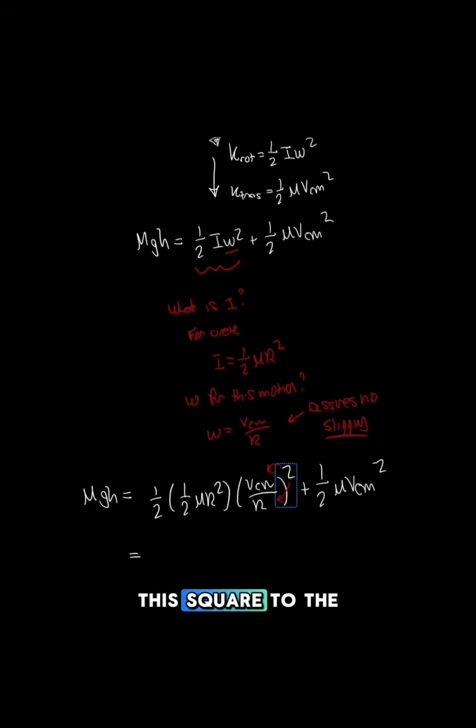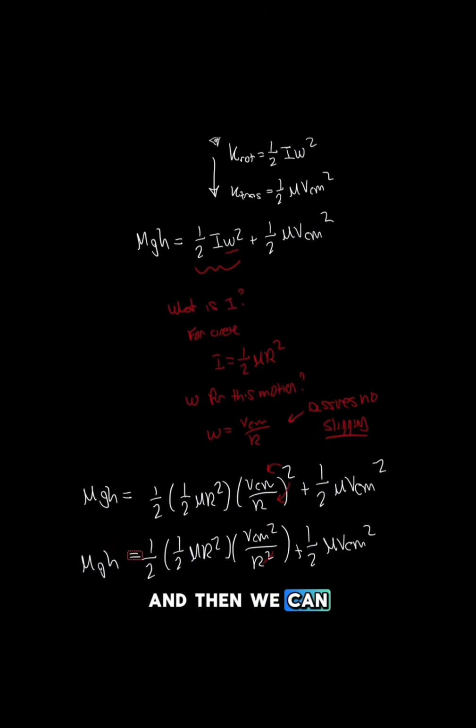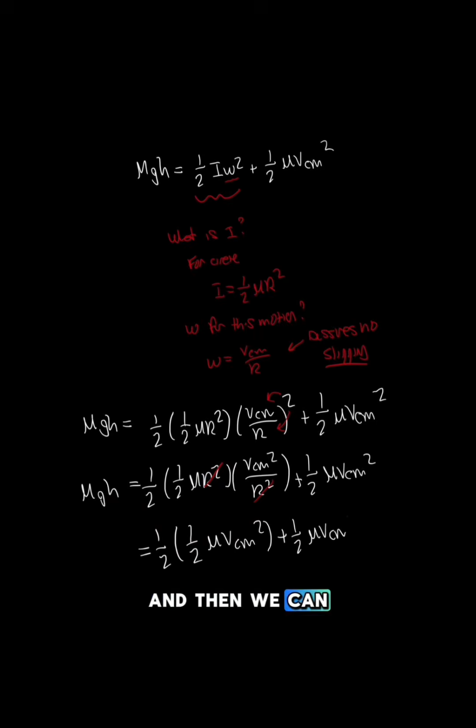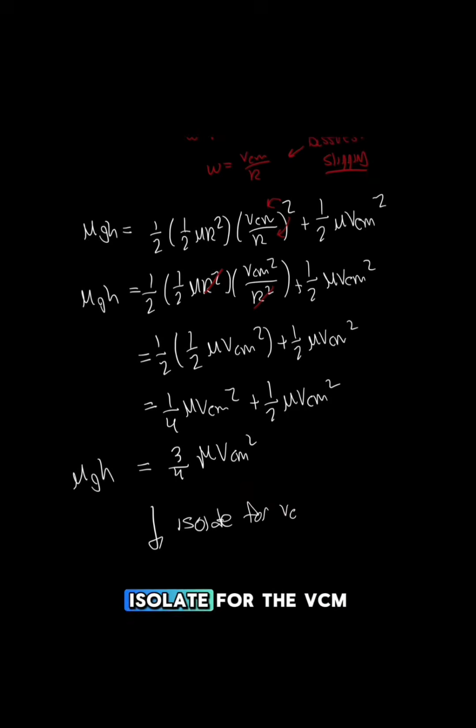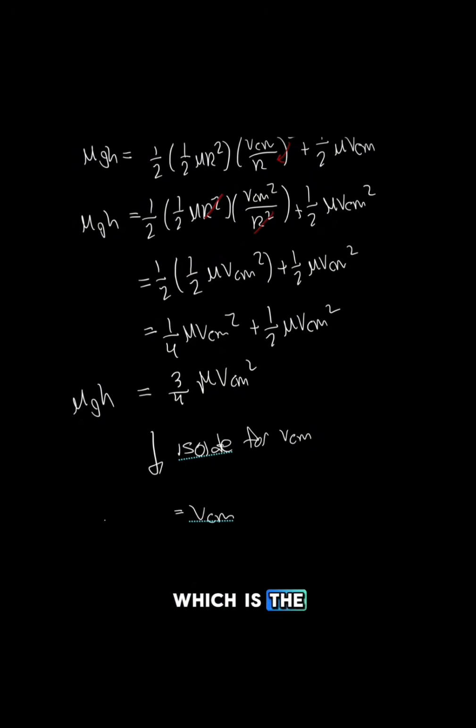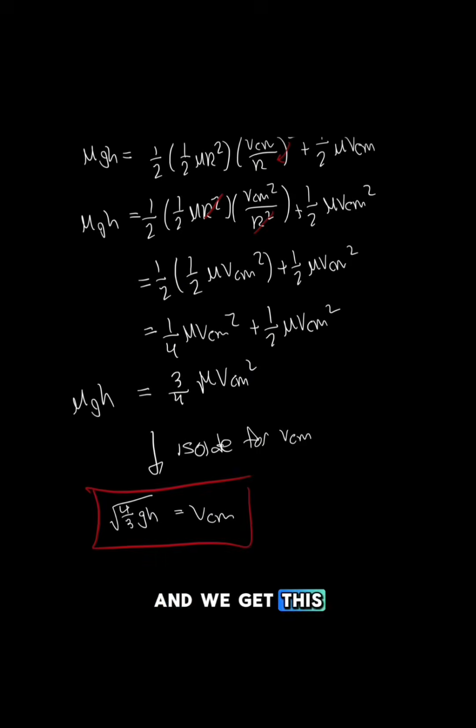Start by bringing the square to the bracket in this term, and then we can cancel out the r squareds, and then we can further simplify and add these two terms together to get this expression here. And then we can isolate for the VCM, which is the velocity of the center of mass, and we get this for the final answer.